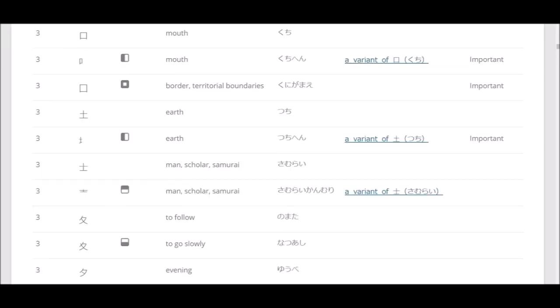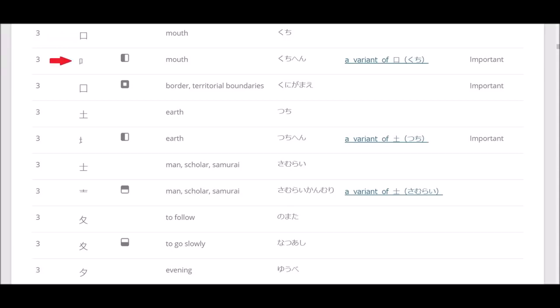Now we're on to 3 brushstrokes. All right, notice we have 3 different mouths. The first one is just the kanji for mouth, kuchi. That's a very basic kanji and it's used a lot, so you should learn this one definitely. This should be one of your first kanji. And look, it's just a square. That's easy enough to remember, right?